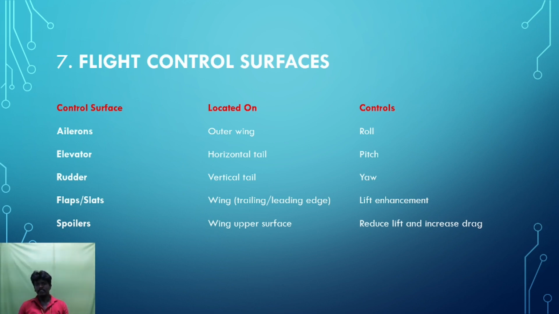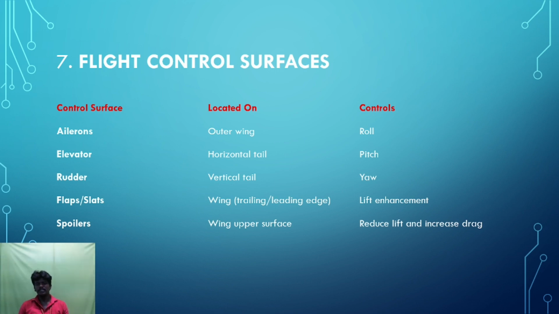Then the elevator is horizontal. It is placed in the horizontal tail, which is used to make pitching. The third one is the rudder. It is placed in the vertical tail to make a yaw. Then the fourth is flaps or slats. It's placed in the wing near the wing root. Sometimes it's placed in the trailing edge of the wing, sometimes in the leading edge of the wings. Most of the time, it's available only at the trailing edge at the wing root.